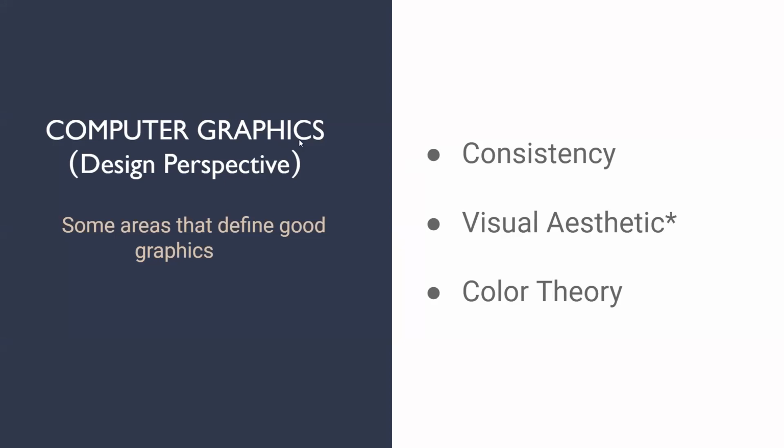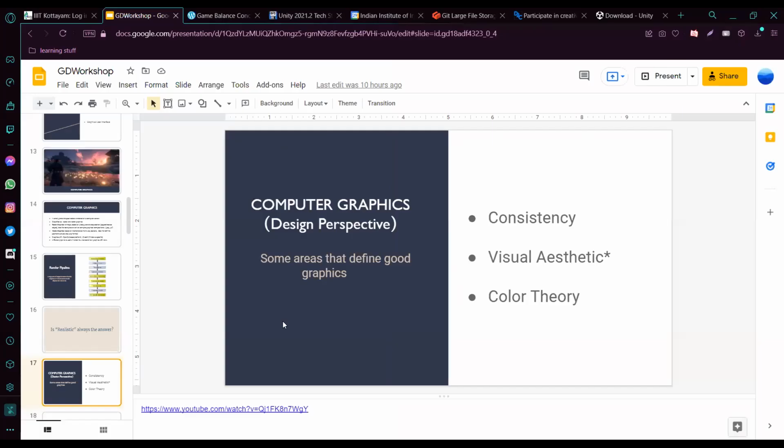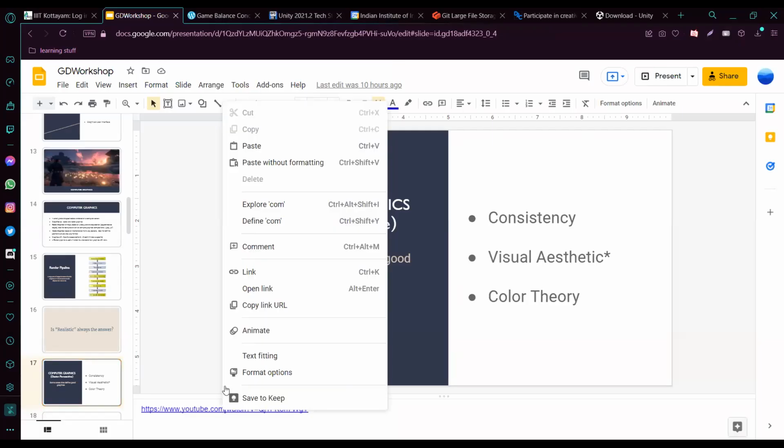So computer graphics, from a design perspective, there are some areas that define good graphics. One is consistency. Of course, there is visual aesthetic, which is basically the look, how it looks, and there is color theory. For more information about color theory, I'll just share a link.